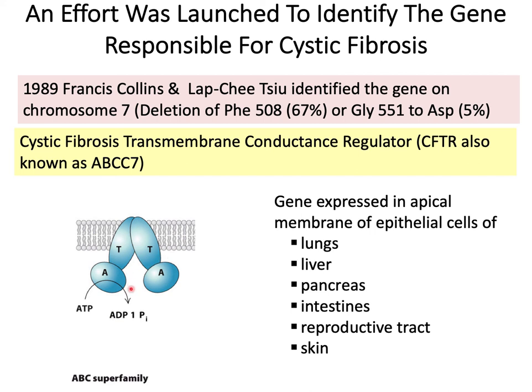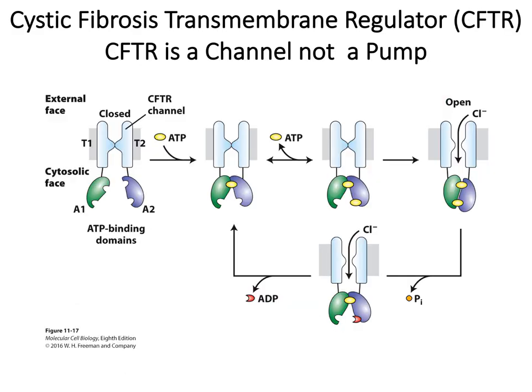You can see that the mutation that we usually see in cystic fibrosis is the deletion of the phenylalanine 508th residue. And 67% of cystic fibrosis is caused by this deletion. There's also another small percentage where a glycine 551 has been changed to aspartate, and that mutation also causes about 5% of cystic fibrosis. So this illustration shows a simple cartoon of the functioning of the cystic fibrosis transmembrane regulator, CFTR.